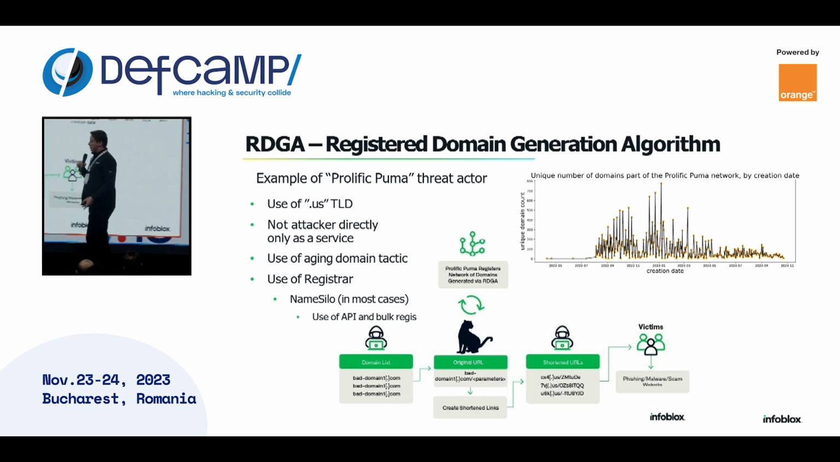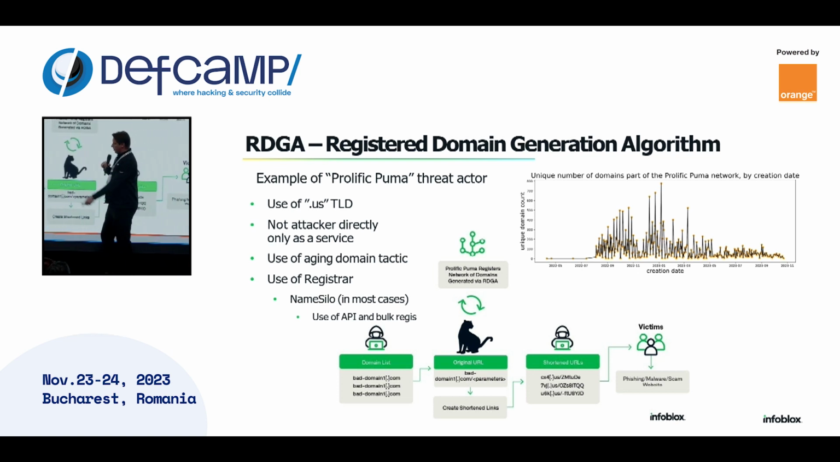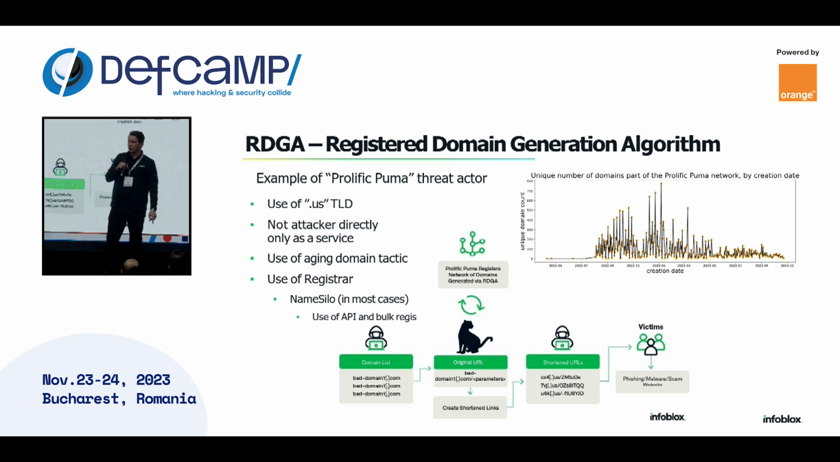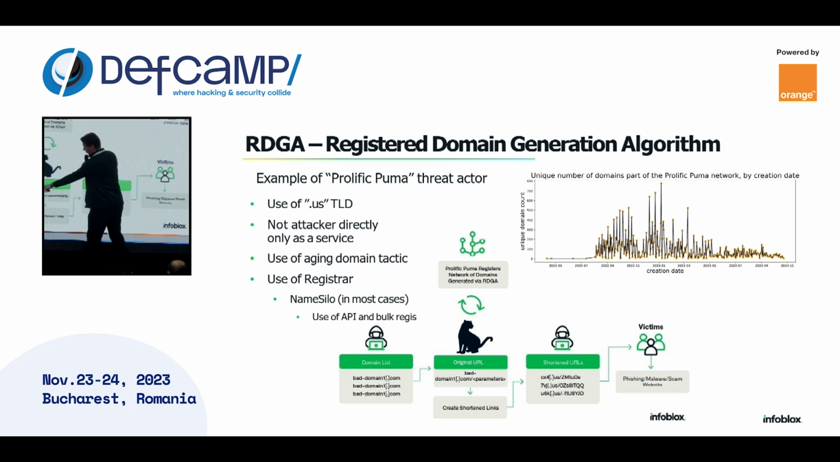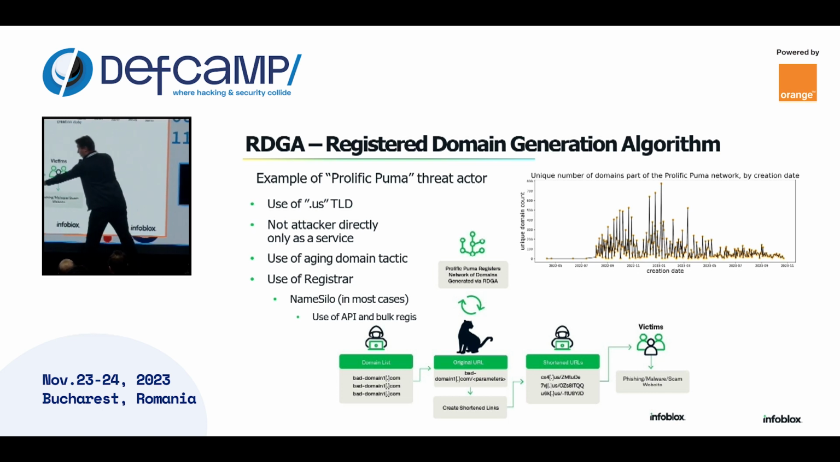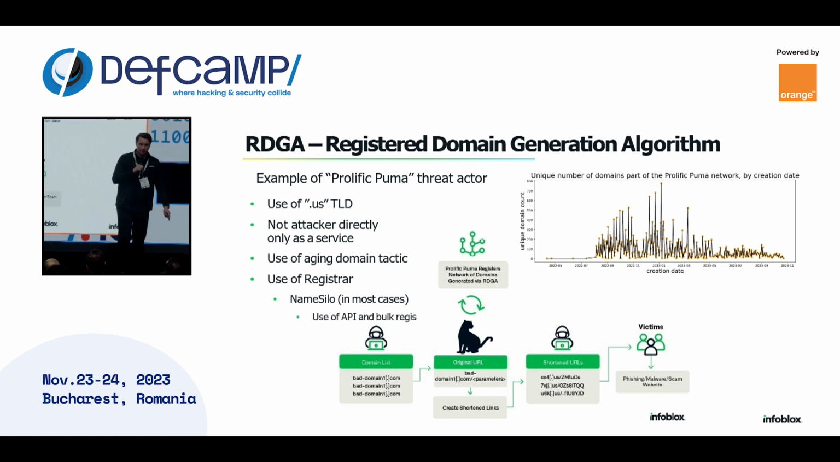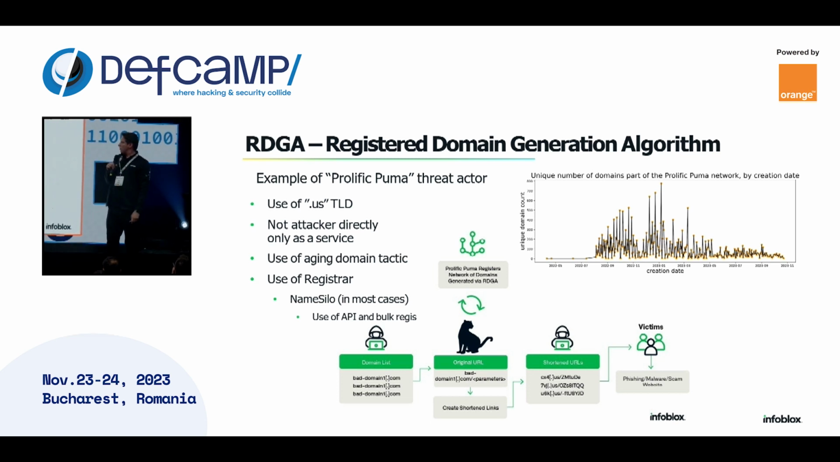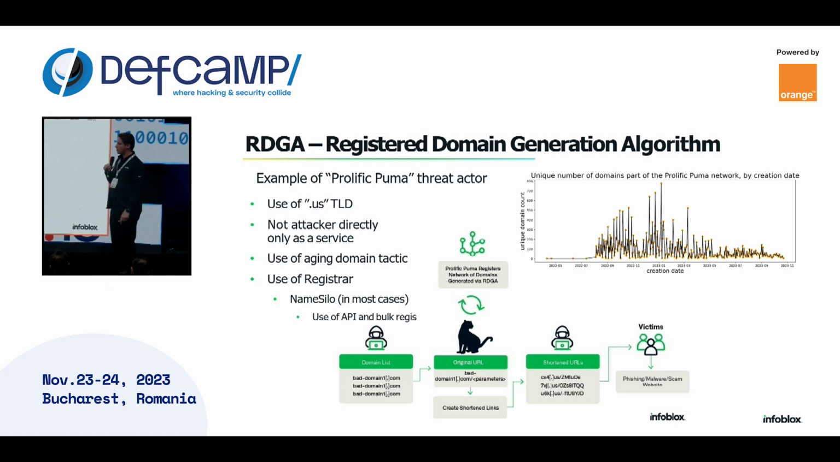So what they did is simply offer that on the darknet. The attacker wanted to send some URL by email, phishing, whatever, to the victim. Because he doesn't want to send his own domain name, he asked Prolific Puma to create a shortened URL, and that shortened URL is delivered to the victim. How much of this might there be, as shown on the graph? We are not talking about units of domain names. We are talking about hundreds of domain names.